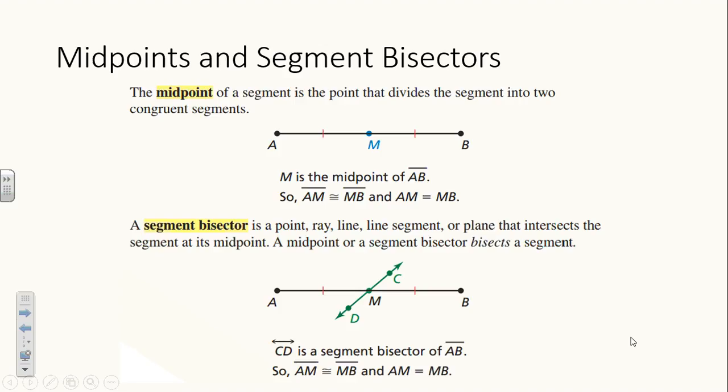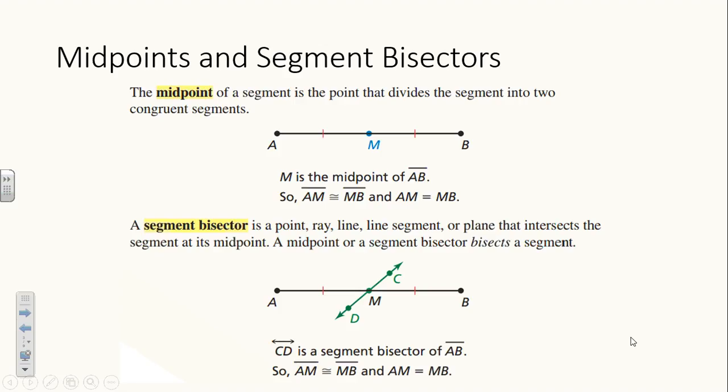So they called it line CD, but remember, we have lots of names for this line, and they're all correct as long as we're capitalizing our letters and using two letters. Order does not matter with lines. So segment AM is congruent to segment MB, and the distance between A and M is equal to the distance between M and B. Everyone has point, ray, line, segment, plane on your blanks, right? Any of those things can be a segment bisector.